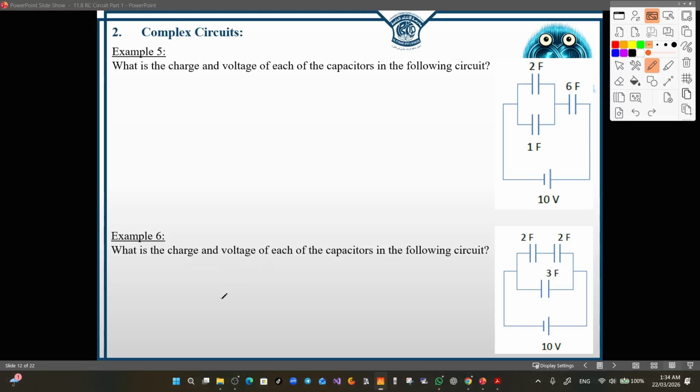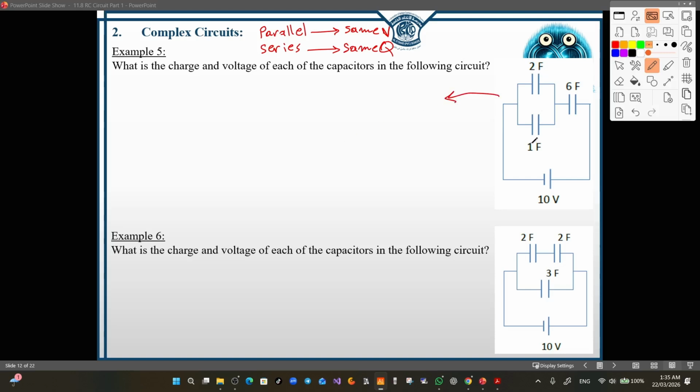Example 5, what is the charge and the voltage of each of the capacitors in the following circuit? Now, let me remind you that whenever the capacitors are in parallel, they will have the same voltage, but not necessarily the same amount of charge. And in series, they will have the same charge and not necessarily the same voltage. So the easiest way to find the voltage across and the charge across every single capacitor, it's recommended to use the C equivalent first. So let's turn this into one singular capacitor.